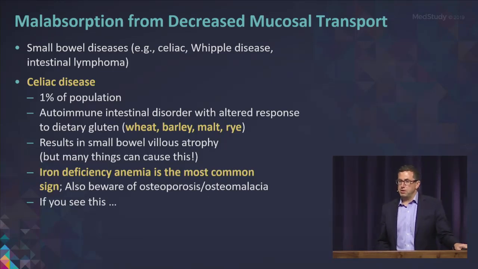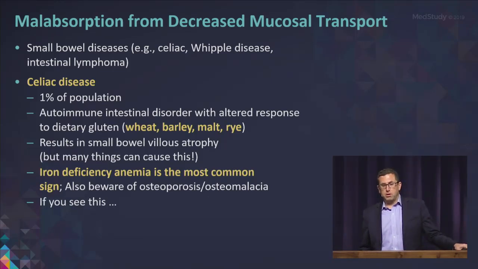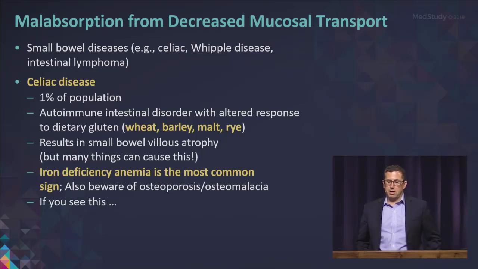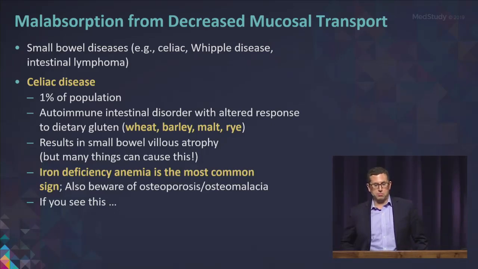Talking about decreased mucosal transport first, small bowel diseases would be examples of this, like celiac, Whipple's, intestinal lymphoma. Focusing in on celiac, it affects about 1% of the population. It's an autoimmune intestinal disorder that has an altered response to dietary gluten, and it results in small bowel villus atrophy. You do need to be aware that small bowel villus atrophy is nonspecific for celiac specifically, and it can be associated with a number of other entities as well.